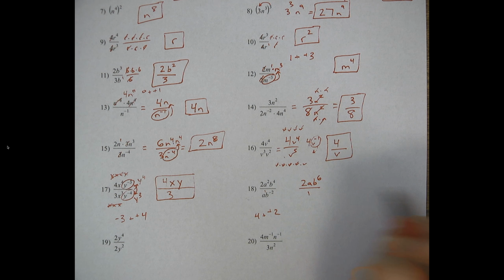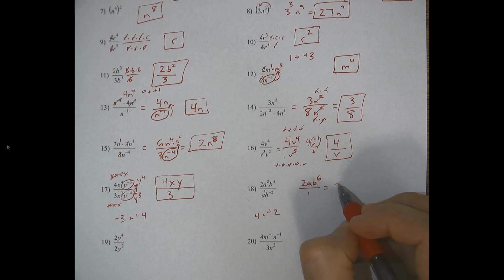Nothing left over on the bottom. That would be a 1, which you don't even need. So you can write this as 2ab to the 6th.